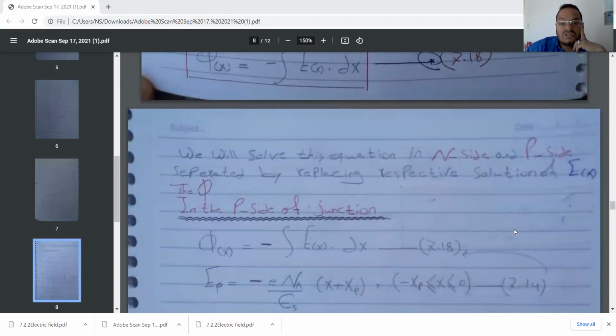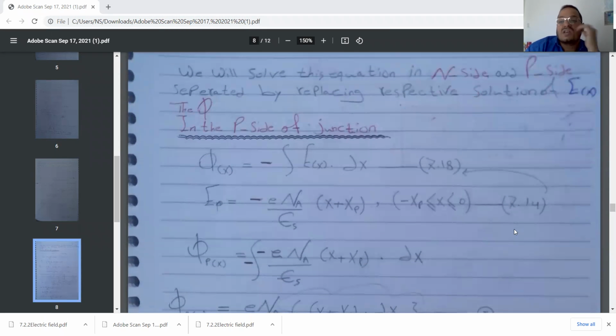Let's go to another slide. Here we will solve this equation separately in the N side alone and in the P side, separated, by replacing the respective solution of E_x. Let's start with another important thing. Now let's try to calculate together the potential, but in the P side at first of the junction. Like I said before, we will start at the P side and at the N side with the same equation. This equation will be 7.18.